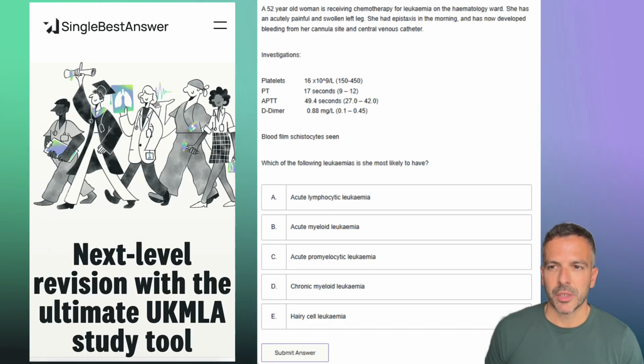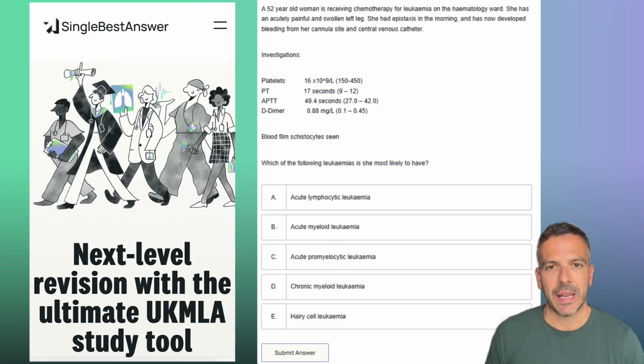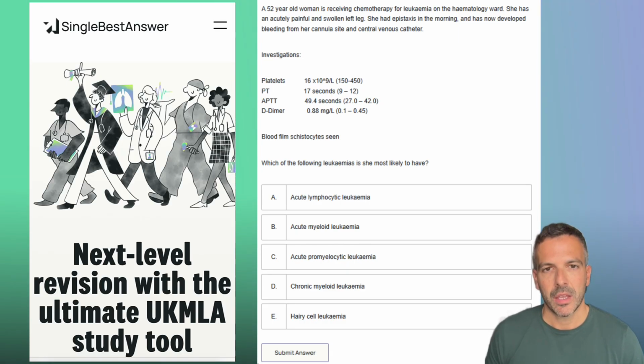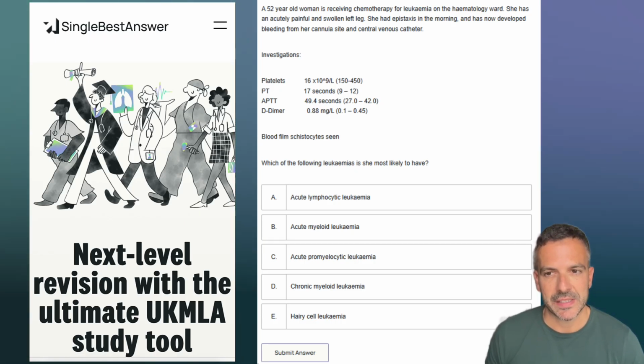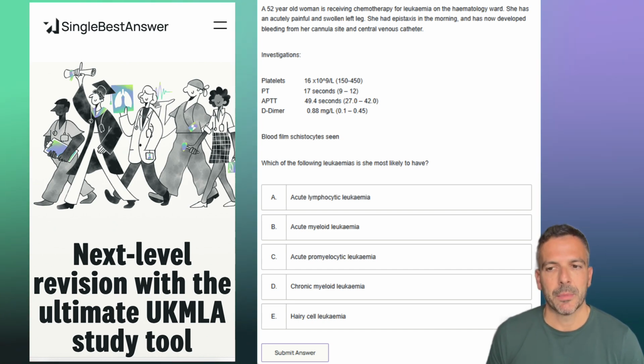A 52-year-old woman is receiving chemotherapy for leukemia on the haematology ward. She has an acutely painful and swollen left leg. She had epistaxis in the morning and has now developed bleeding from her cannula site and central venous catheter. Investigations: platelets 16, prothrombin time 17 seconds, APTT 49.4 seconds, and D-dimer 0.88 milligrams per litre. The blood film shows schistocytes. Which of the following leukemias is she most likely to have?